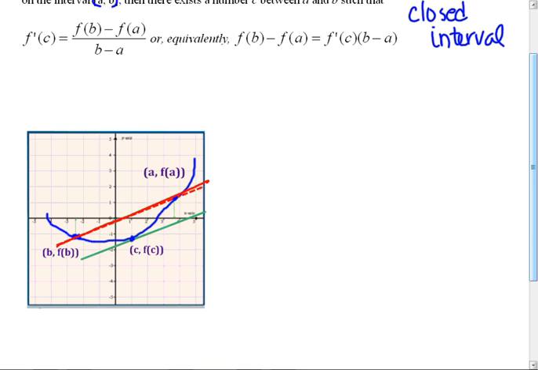Do you remember what that's called? If you take the slope at the endpoints? It's the secant line. And it's also called an average rate of change, right? Remember that?